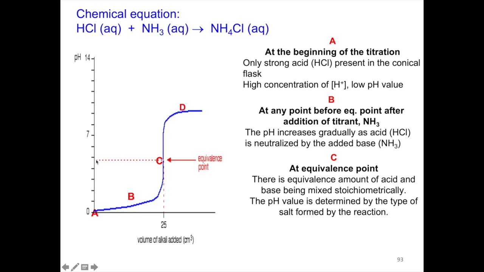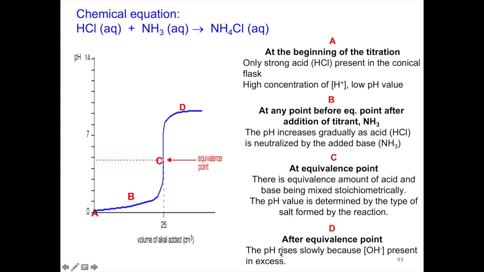Alright, and point D is after the equivalence point. At this point, you continue to add base into the conical flask. So what happened to the pH? The pH will increase slowly because there is a higher concentration of OH minus compared to the concentration of H plus. So at this point, the solution is no longer neutral.